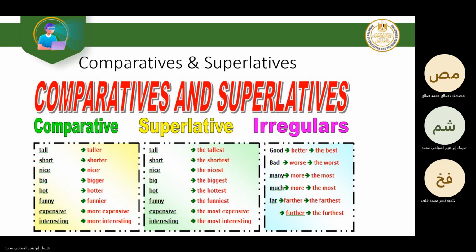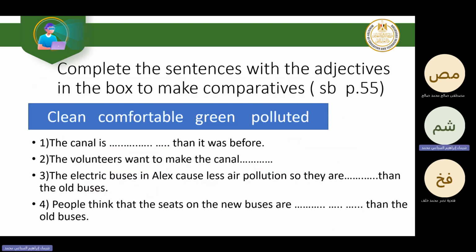Okay, let's now answer this exercise. Complete the sentence with the adjectives in the box to make comparatives. So you are going to make comparatives now. It's exercise in your student book, page 55. We have 4 adjectives now: clean, comfortable, green, polluted.